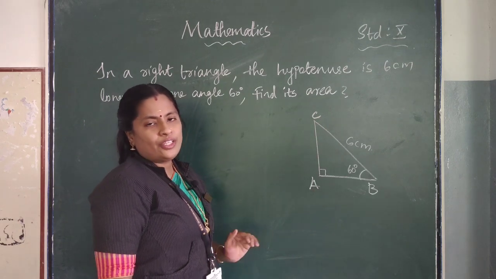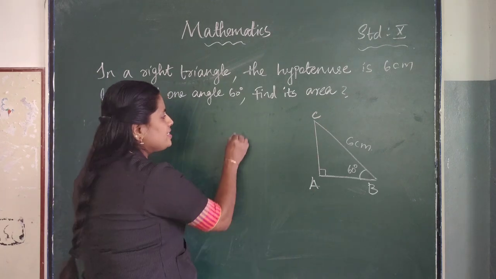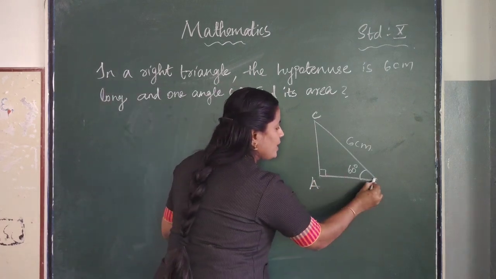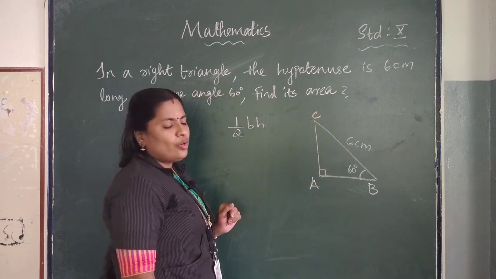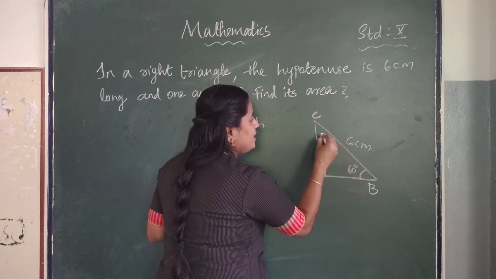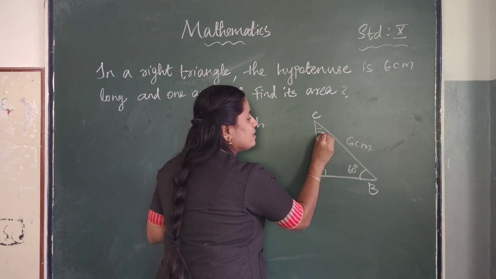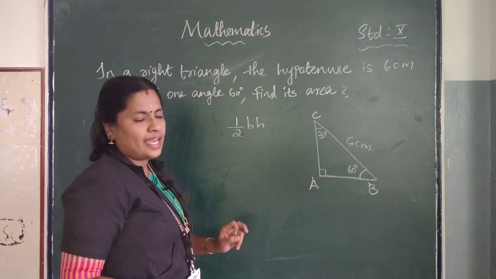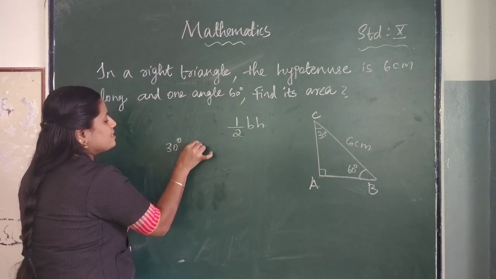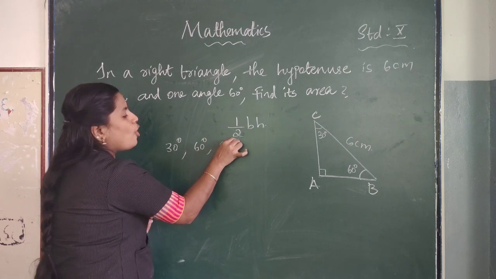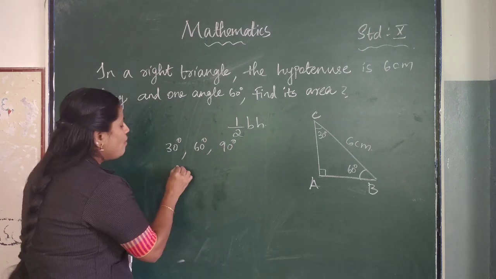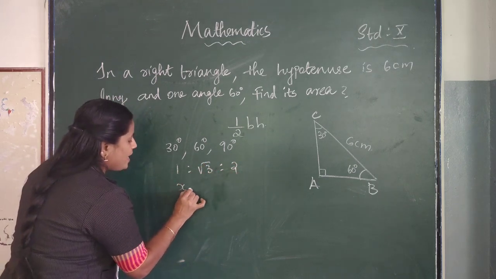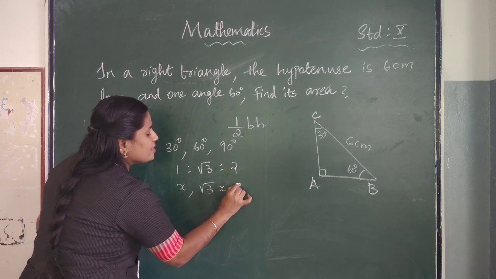So what about the area of the triangle? Area of right triangle is half BH. So here we have to find out AB and AC. Okay, so 90 degree, 60 degree. So what about this angle? It is 30 degree. So 30 degree, 60 degree, 90 degree. The opposite sides are in the ratio 1:√3:2. Or we can write x, √3x and 2x.